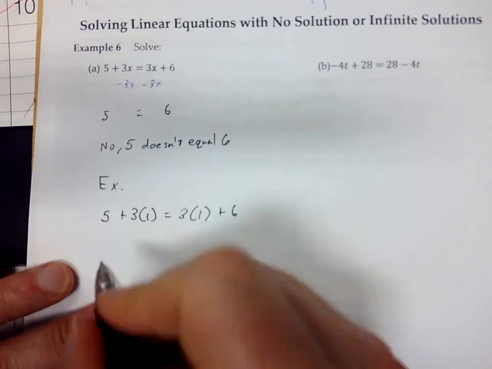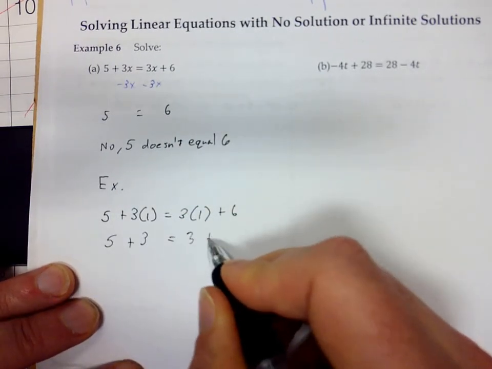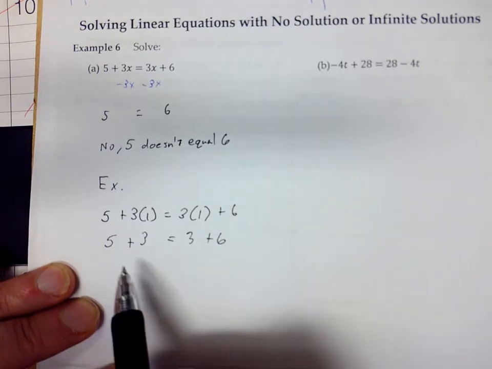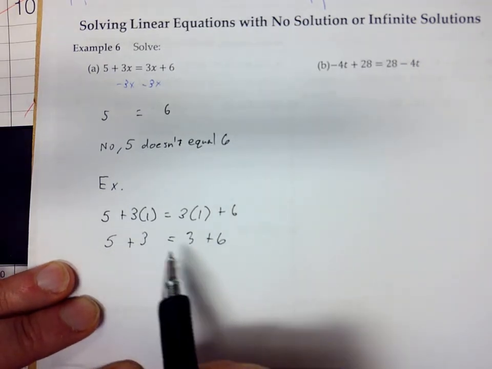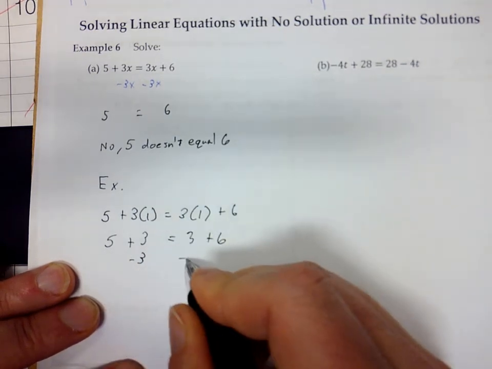What happens? I have 5 plus 3 equals 3 plus 6. You see, I've still got my 5 and my 6 on both sides, and I have this additional 3. You know, I could get rid of that 3 just like we did before.